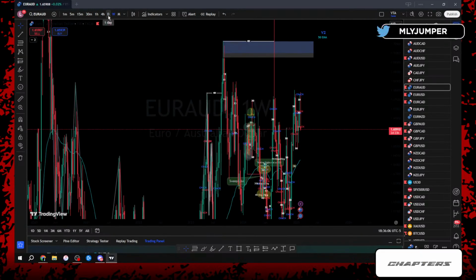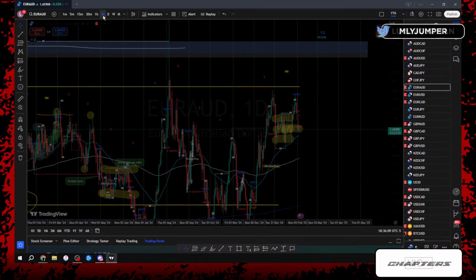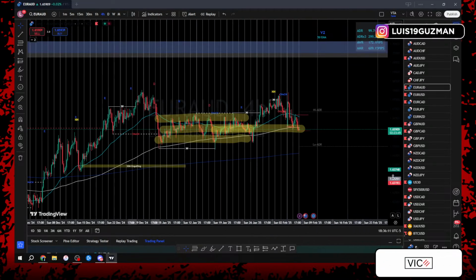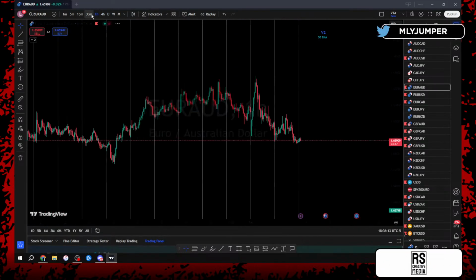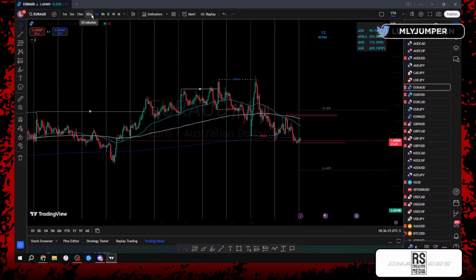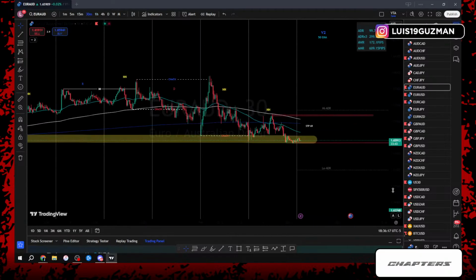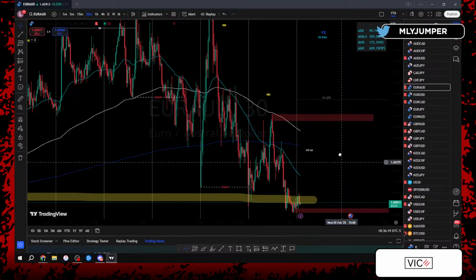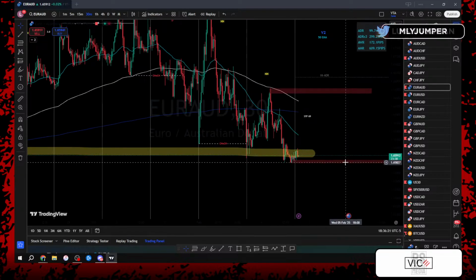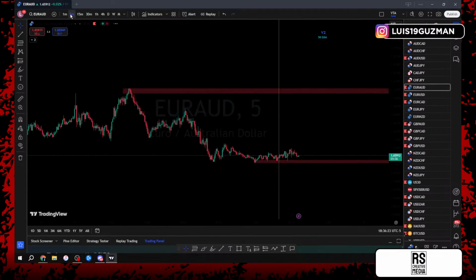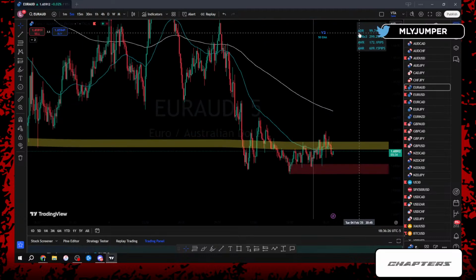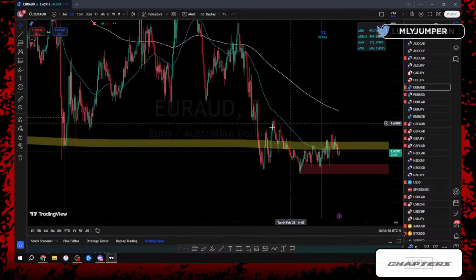I would love for EA to start giving me change of characters and break of structures to the top side to continue to look for that push back to the top side. And what I'm looking for now is an engulfing candle. We don't have any of that. Nothing in the 4, nothing in the daily, nothing in the 1, nothing in the 30 minute. So again, I'll be looking for those change of characters and break of structures to be given in those time frames, right? In the 30 minute, in the 5 minute, and the 1 minute.